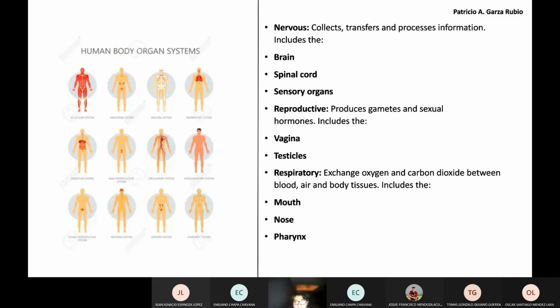Reproductive. Produces gametes and sexual hormones. It includes the vagina and the testicles. Respiratory system. It exchanges oxygen and carbon dioxide between blood, air, and body tissues. It includes the mouth, nose, and the pharynx.